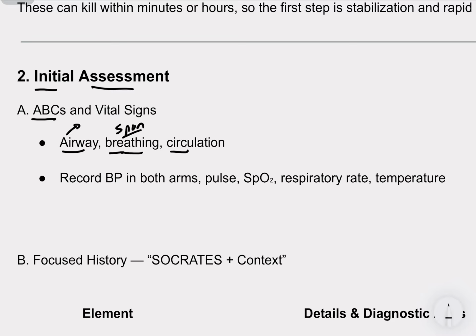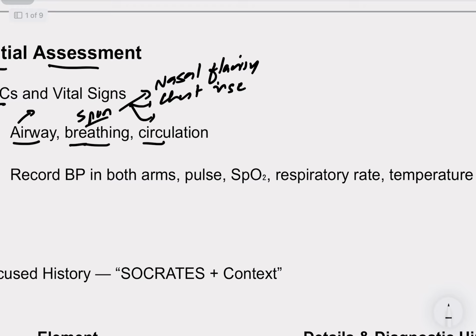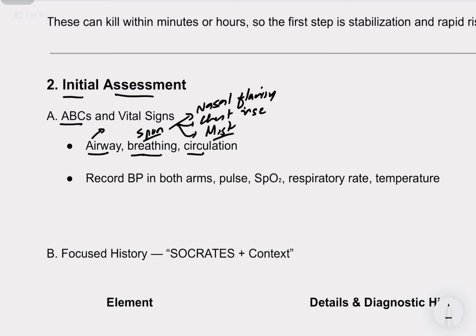We can check that by looking for nasal flaring or chest rise. Or if you are in doubt, you can put a spatula or something below the nostrils to look for mist formation. If there is mist formation, then we know the patient is breathing. After that we have to look at the circulation. Basically we look at BP and pulse. If BP is not good, or if the patient is in shock, we have to treat that first.